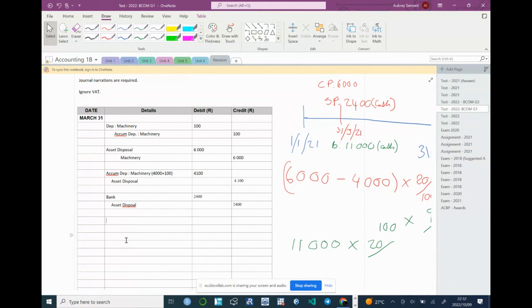All right, recording of sale or recording of disposal of assets. That's what your narration should have been. Okay, something to that effect. All right, last step for the disposal at least. What's the last step?